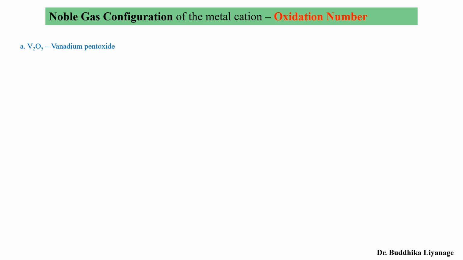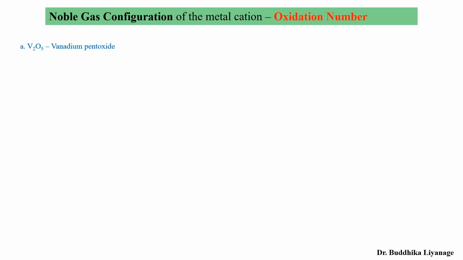Hello everyone. In a short video, I would like to explain how we can calculate the oxidation number of the metal cation and then write the electron configuration for the cation in noble gas notation. Let's see compounds one by one.